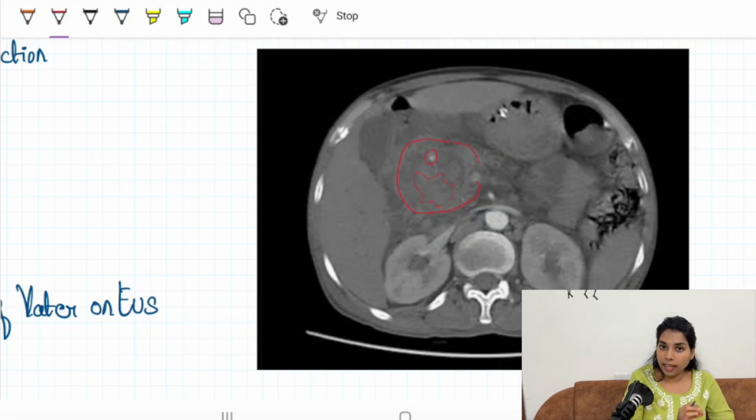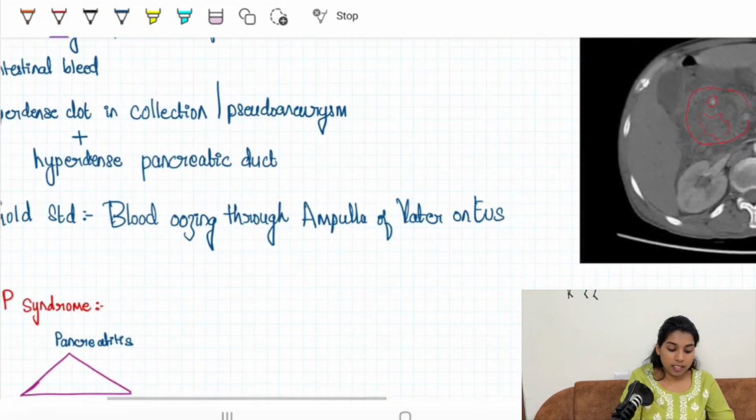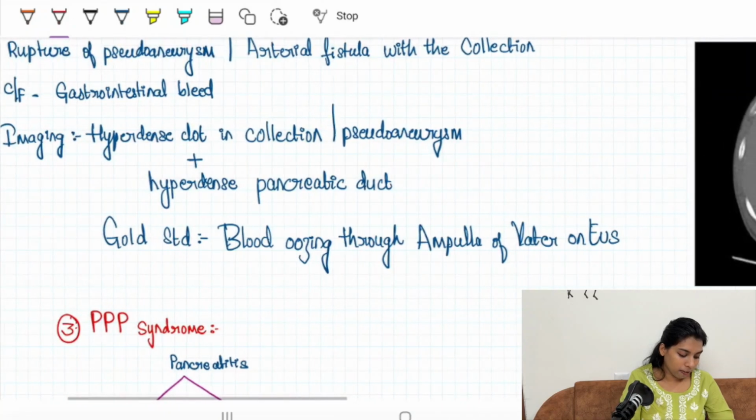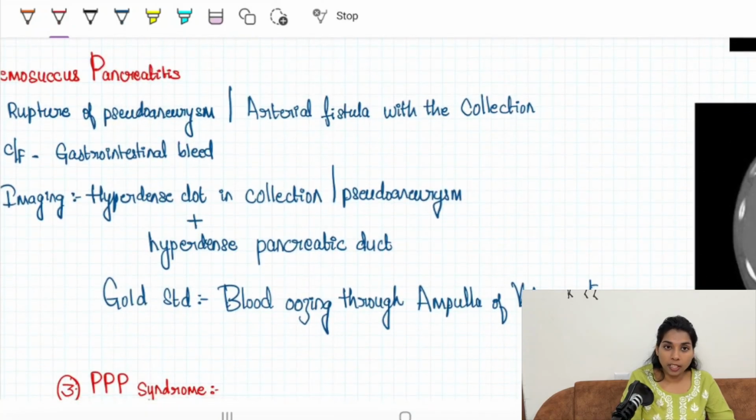look at the pancreatic duct in this case scenario, you can see that there would be blood in the pancreatic duct as well. And if you do an endoscopy, you'll see that blood would be oozing out from the ampulla of Vater. And this would be confirmatory to call it a hemosuccus pancreatitis, right? Again, this is important because patient will have GI bleed, patient will have a drop in hemoglobin.